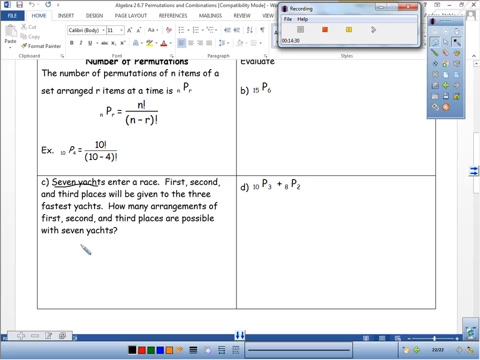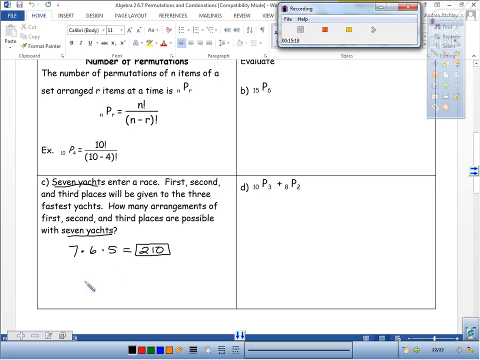Since there's 7 total, you can do what we just did. The first time I can choose 1 out of 7. The second time, how many are left now? I'm going to choose from 6. And then the third time, how many are left to choose? 5. Since there's only 3 places, I don't care about anybody else. I'm just going to multiply 7 times 6 times 5 and get 210. So those are the possible arrangements of first, second, and third place.